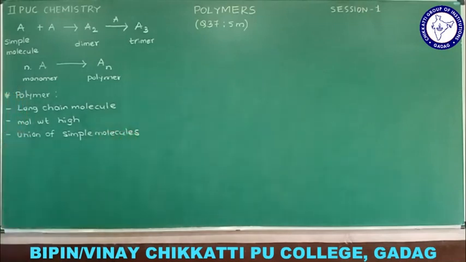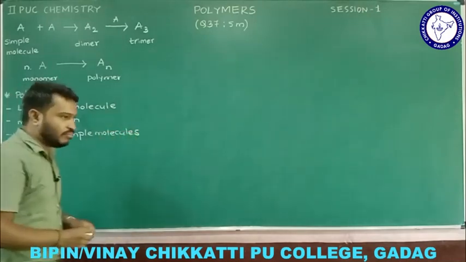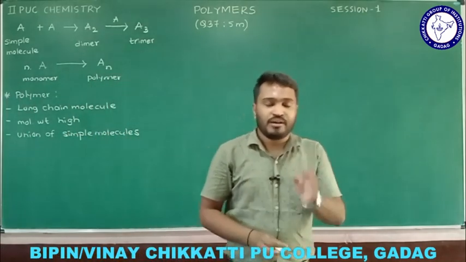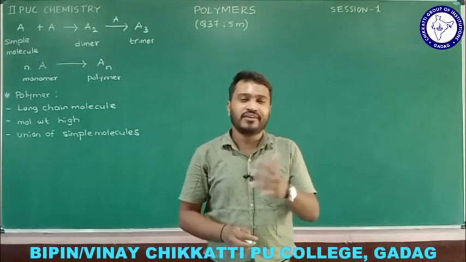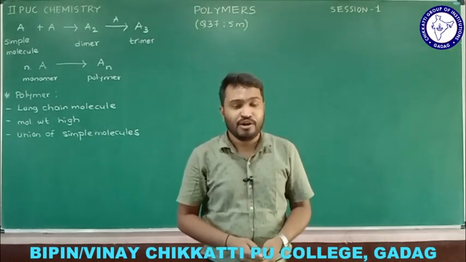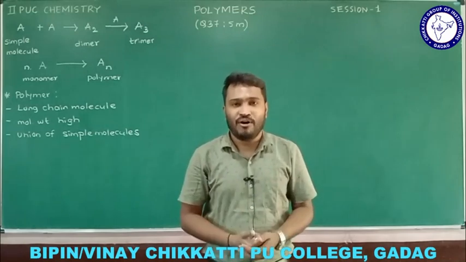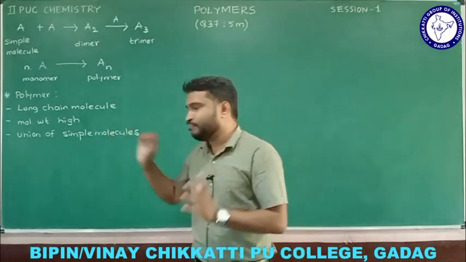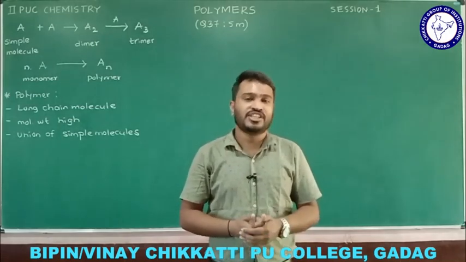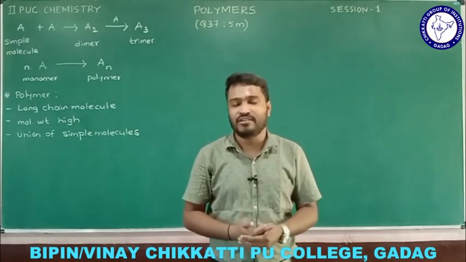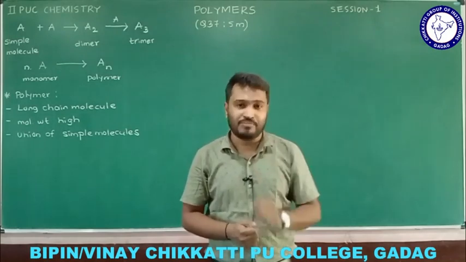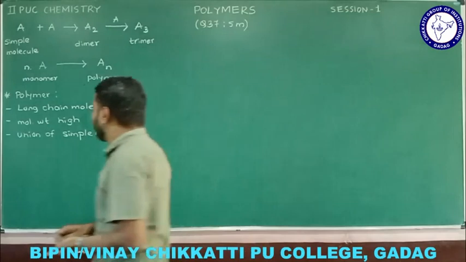So these are the keywords related to polymer, and now you can easily define what a polymer is. Polymers are long chain molecules of high molecular weight formed by union of a large number of simple molecules. I repeat, polymers are long chain molecules of high molecular weight formed by union of a large number of simple molecules. That we call a polymer.